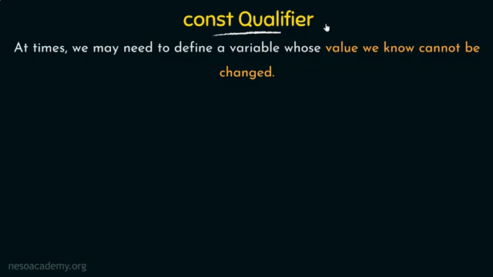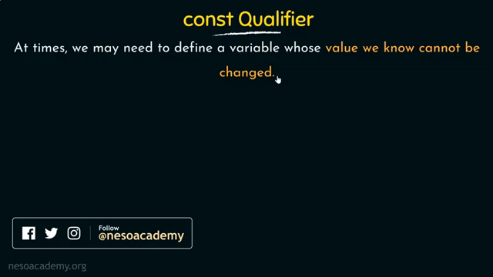Talking about the const qualifier, at times we may need to define a variable whose value we know cannot be changed. We have already discussed variables. So what is a variable? A variable is something that can store a value, and we saw that the value of the variable can be changed over its lifetime during the course of the program. Now, there may be times when we want to declare a variable that should never be changed. In those cases, we are going to make use of something known as the const qualifier.